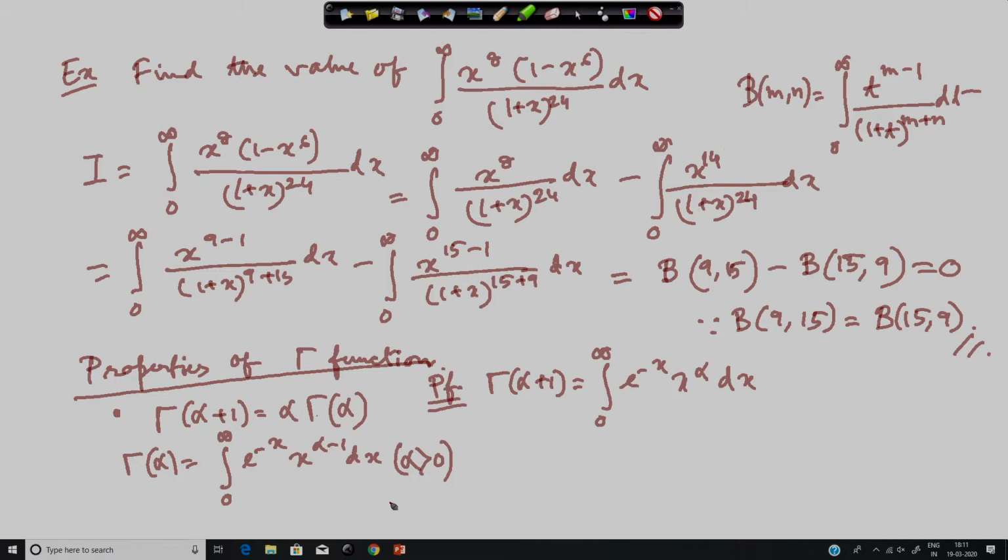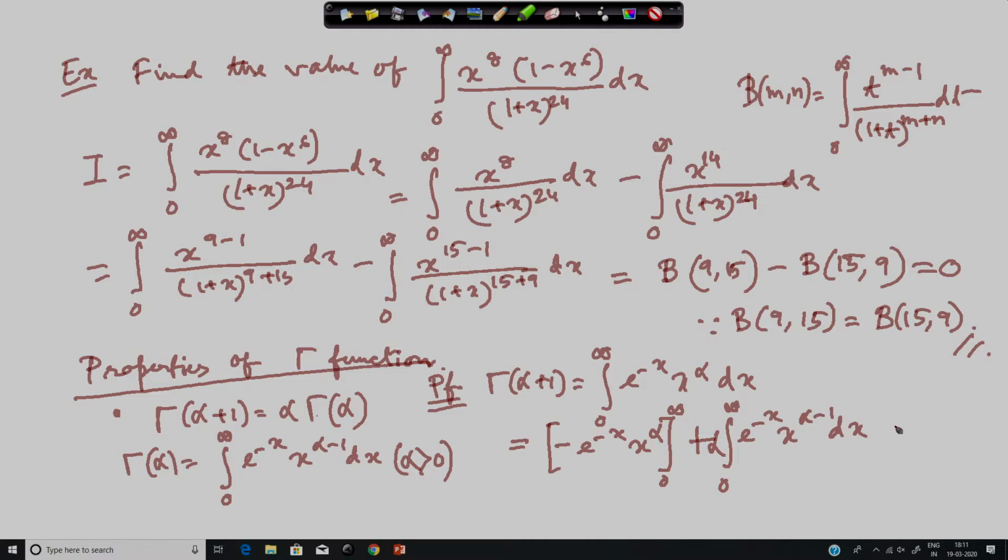Now, we apply integration by parts. Then, if I take e to the power minus x as the first function, then it becomes minus e to the power minus x, x to the power alpha remains as it is, limits from 0 to infinity, then one minus sign, but due to this minus sign it will become plus, the integral from 0 to infinity of e to the power minus x, then alpha into x to the power alpha minus 1, that alpha I am taking outside, x to the power alpha minus 1 dx, the derivative of the second function.